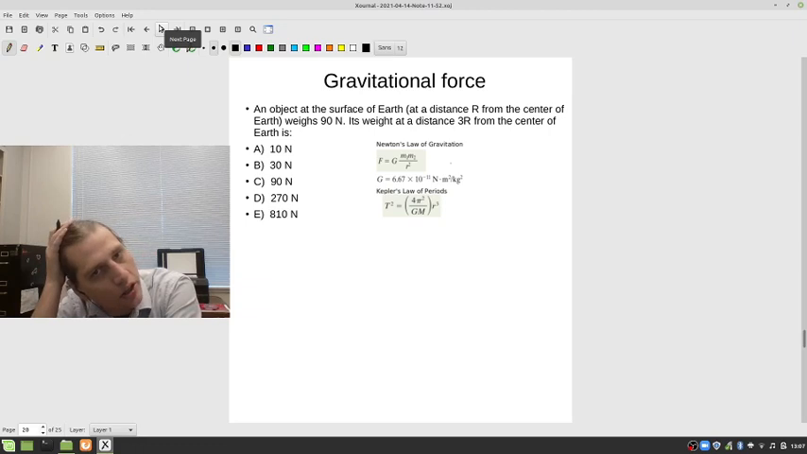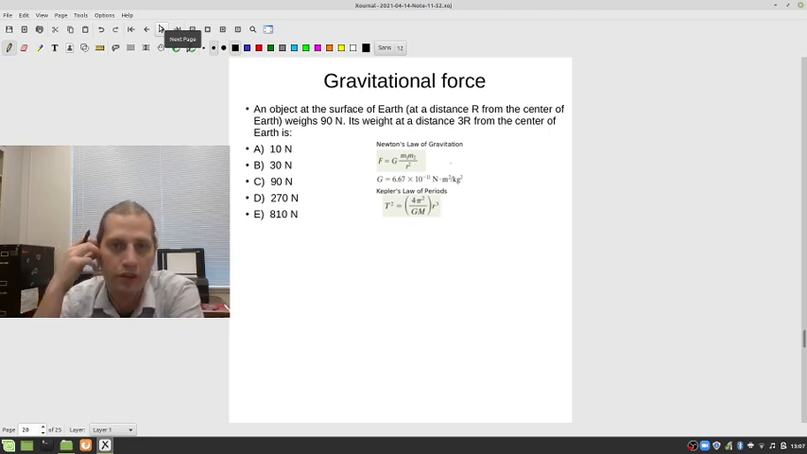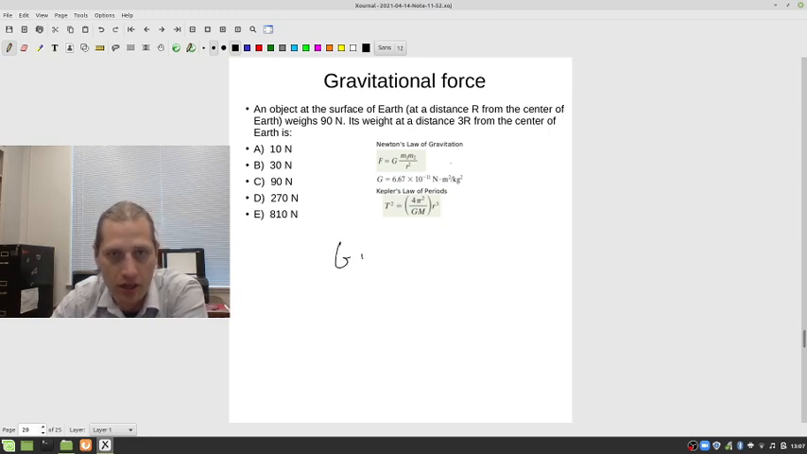So here would be a good example type of problem that you might see on a test. It says an object on the surface of the Earth at a distance r from the center of the Earth weighs 90 newtons. Okay, so G M1 M2. So this would be, for instance, the mass of the object, mass of the Earth, over r squared equals 90 newtons.